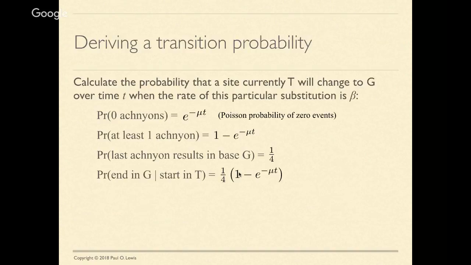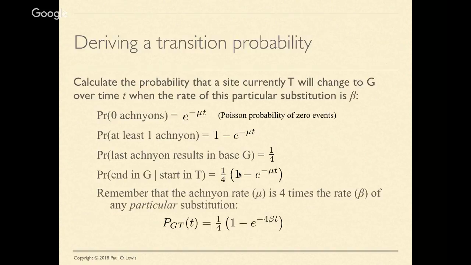If we now remember that we can substitute 4 beta in for mu, then we can get the transition probability of the Jukes-Cantor model in terms of substitution rate and time rather than acneons. So we've gotten rid of this make-believe acneon and we now have it in terms of substitutions. The only problem with this is that the transition probabilities that I used before had a v in them rather than this beta times t.